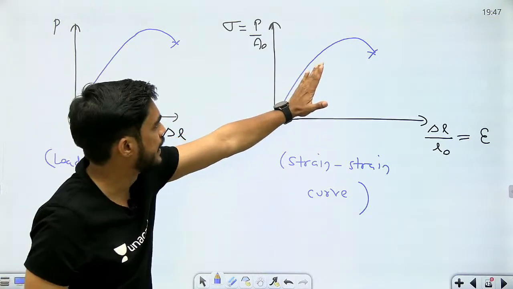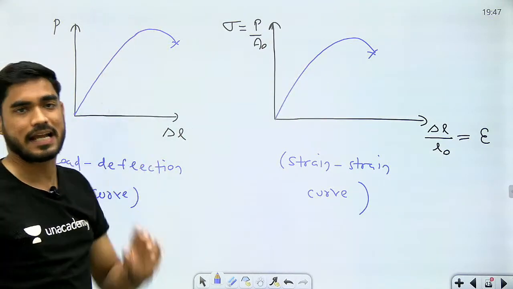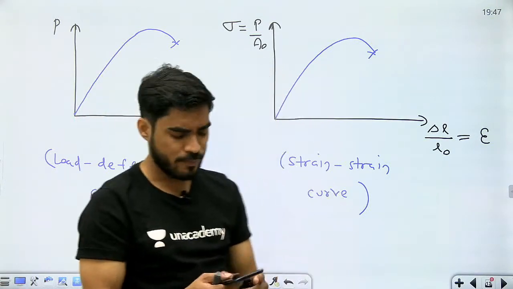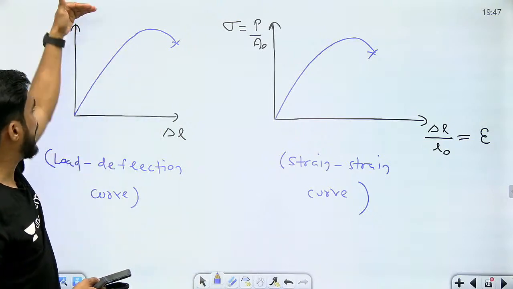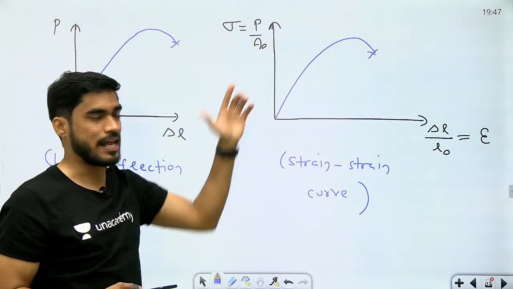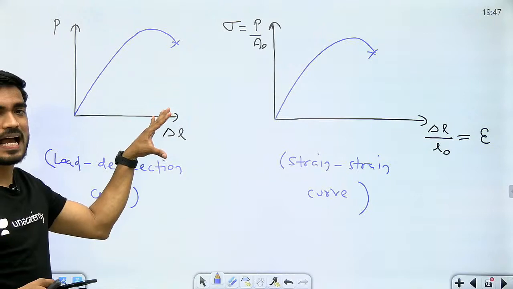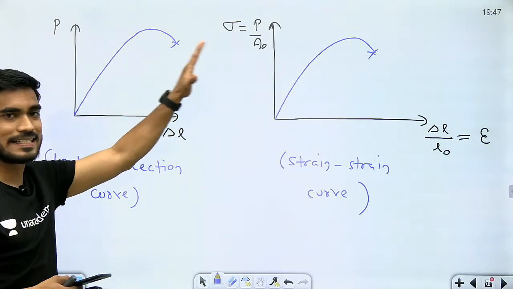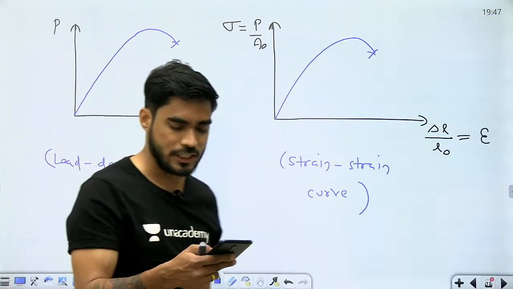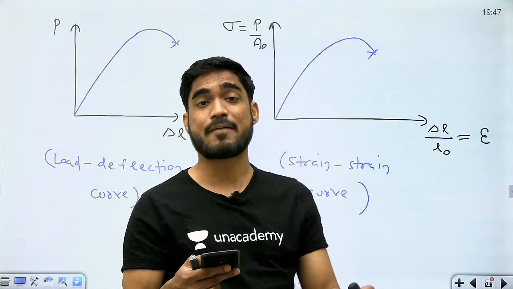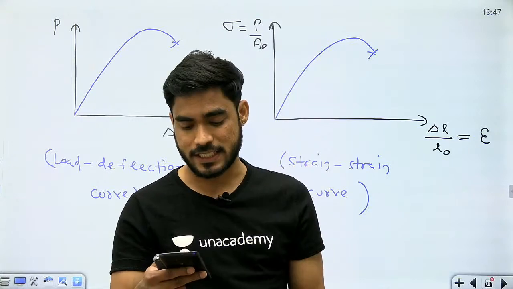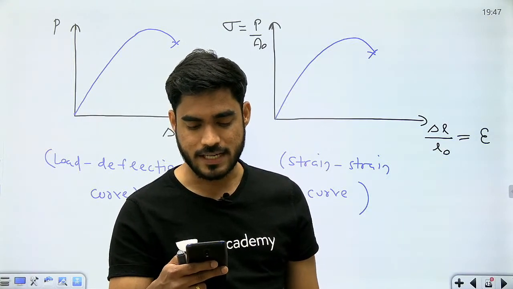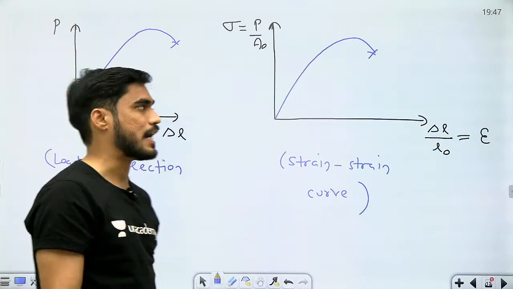ये जो curve है ये इसके just proportional रहेगा, बस दोनों का scale different रहेगा, right? Why? Because I am dividing the values of P by a constant value. I am dividing delta L by a constant value. So the shape of stress strain curve will be proportional to the shape of load deflection curve. Okay, is this clear? Yes, yes, very good guys, very good.